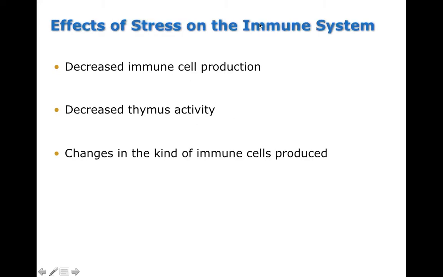So in terms of the effects of the stress response on your immune system, we talked earlier how cortisol depresses the activity of cells in your bone marrow, which not only prevents the production of red blood cells, but also prevents the production of leukocytes, which are white blood cells and involved in your immune response. So it depresses immune cell production. It decreases activity of the thymus, which is where T cells mature, and it also can change the types of immune cells that are produced.